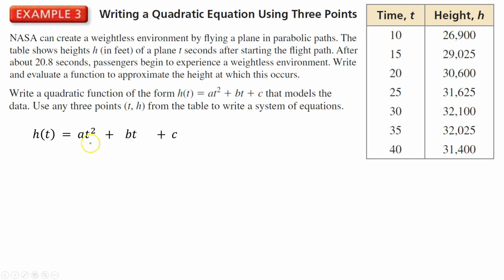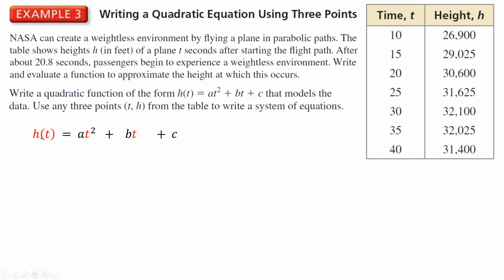And then we need to find out what a, b, and c are going to be. But it'll be a times t squared plus b times t plus c. So what we need to do is pick 3 points from over here. I'm going to pick the ones that look easier, like 10, 20, and 30, and the corresponding height values that go with those 3. And we're going to plug those in for t and h, right?